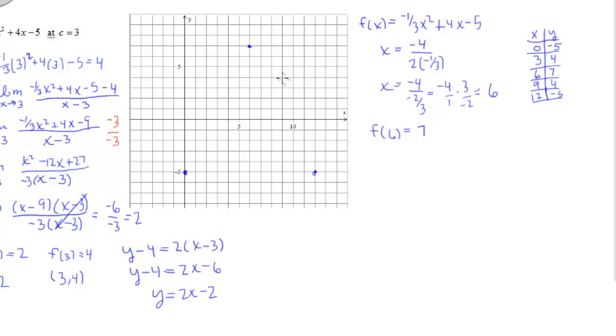So over 9 and up 4, and then over 3 and up 4 can be on there. And so that's enough points to graph the parabola. Alright, so there's the parabola, and now we want to graph the tangent line.